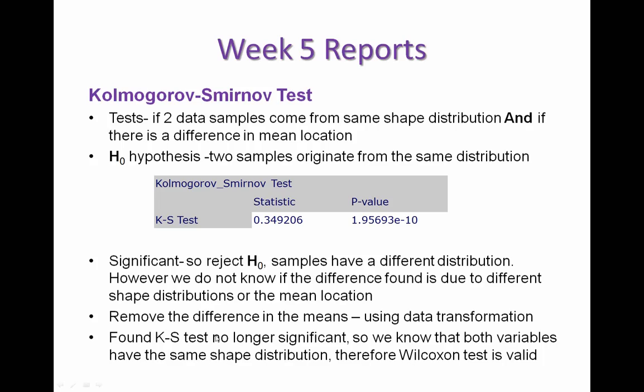So what we've got to do is remove the difference in the means using our data transformation, which is simply subtracting the difference in the means from all the values in one of the samples, so that the two samples then have the same mean. If we then find a difference when we do this test, we know it can't be because of the means, because we've taken the mean out.